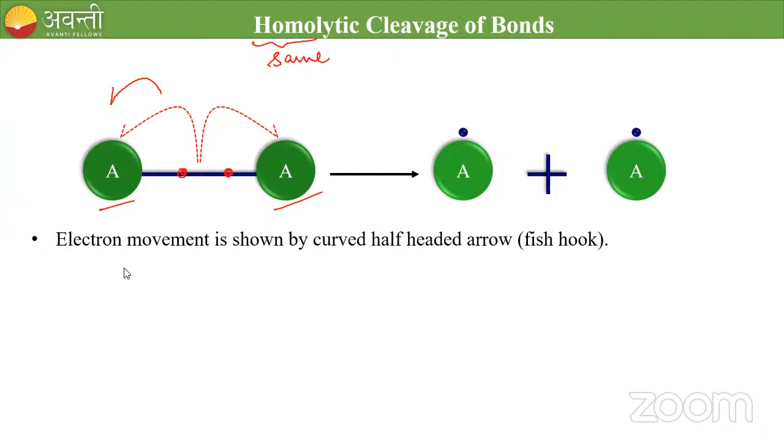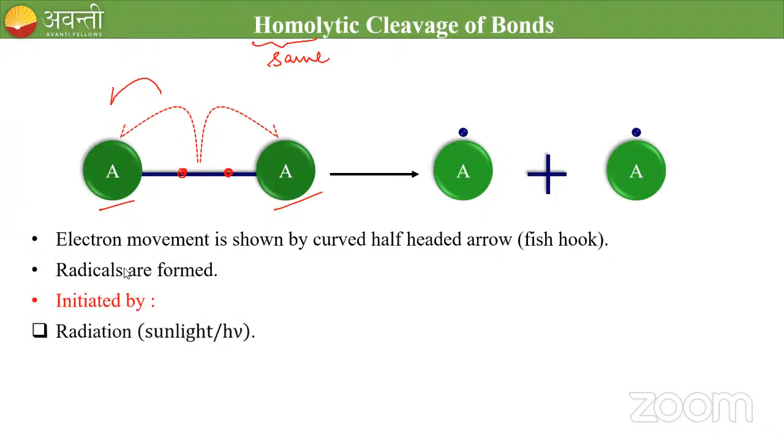So one-electron species are called radicals. Radicals are formed by the homolytic cleavage of bonds. Got it? Now, when does this type of homolytic cleavage occur, in which type of reaction? What is the reaction condition for a bond to get cleaved like this? This type of reaction can be initiated by radiation.